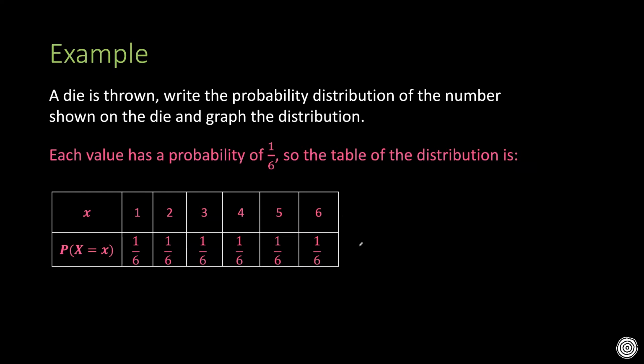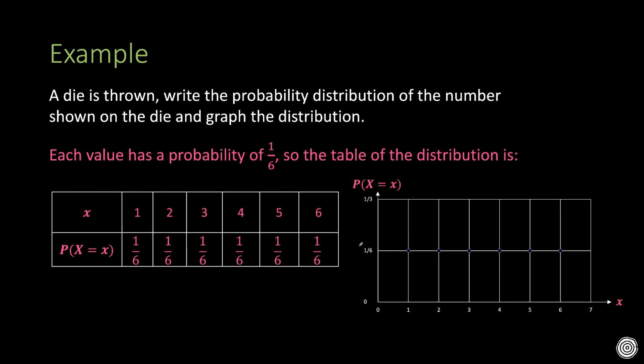And if you were to sketch that on a graph, it would look like so. Very straightforward. So I've got the values here along my x-axis, the probability of these variables along the y-axis, and then I've marked them on the graph as such.